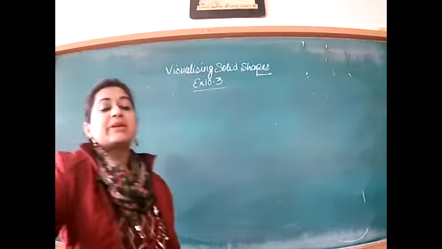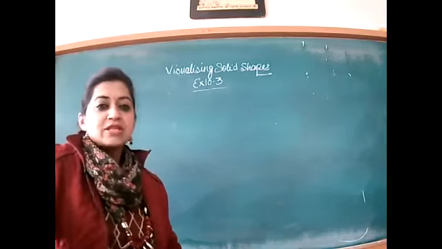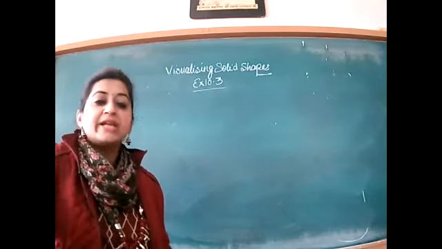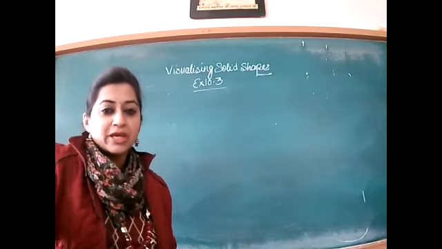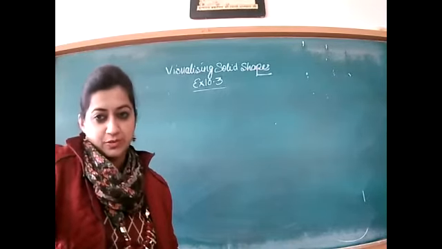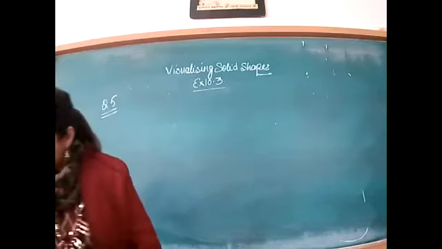Every square prism cannot be a cube. It can be a cuboid also. Got it?